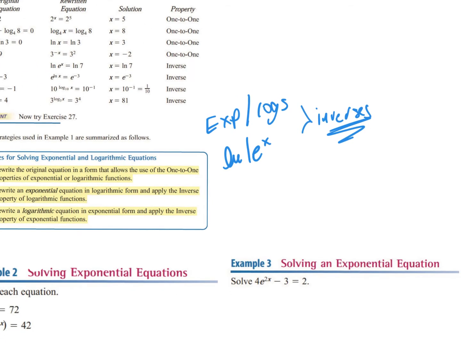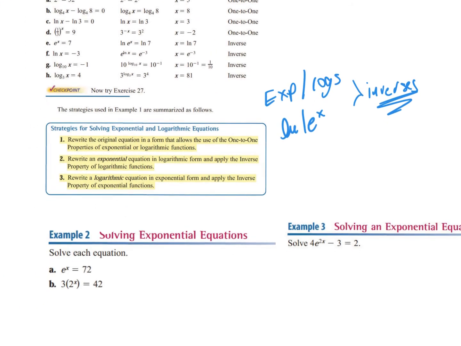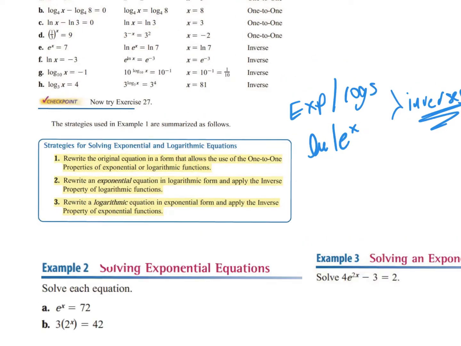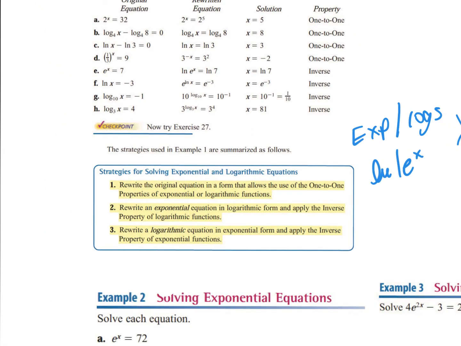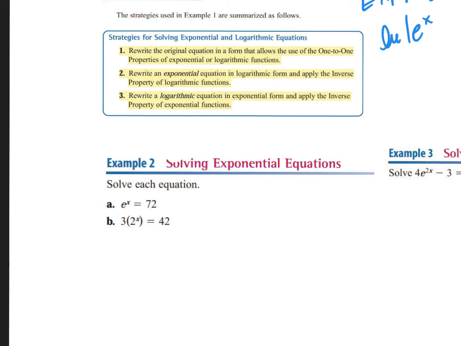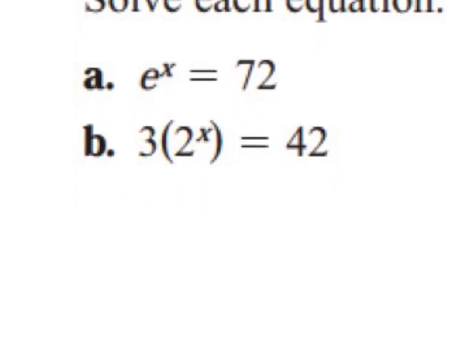how do you get x by itself? You do the inverse operation, right? Okay, so if we can remember that, we're going to be okay. What you're going to want to do is rewrite your original equation in a form that allows you to use one of the one-to-one properties, which is above here. If you can't do that, then you are going to just simply solve by using inverse operations, okay? Look here. This is how you guys should attack these problems, all right?